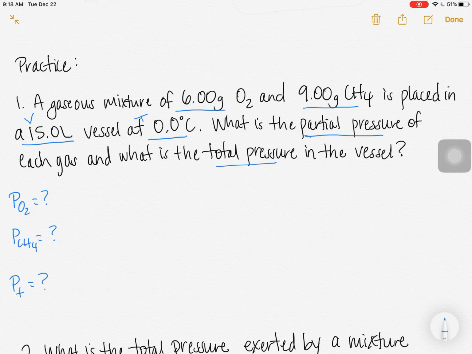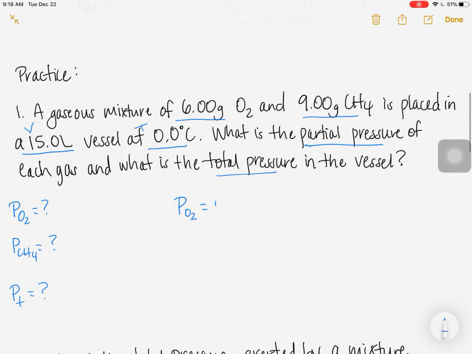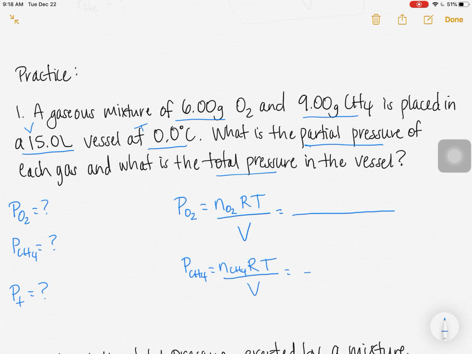Okay, so if I'm looking for each individual pressure, then I'm going to have to focus solely on the O2 and solely on the CH4. So if I'm going to do the pressure of O2, just like up here, I'm going to solve my equation. It's going to look like moles of O2 times R times T divided by V. And basically, I'm just going to plug everything in and be done. And same thing with the CH4, but this time it would be the moles of CH4 times R times T divided by V.